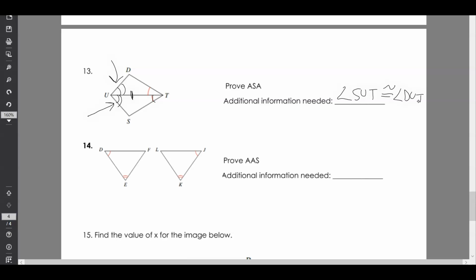Now the next one, angle, side, there's two ways to do this. You could either do angle, side, or you could do angle, side. We'll do that one. So I need this side, and I need this side. So you would want it to be DF is congruent to JL. Or it could have been EF is congruent to KL. Either way.